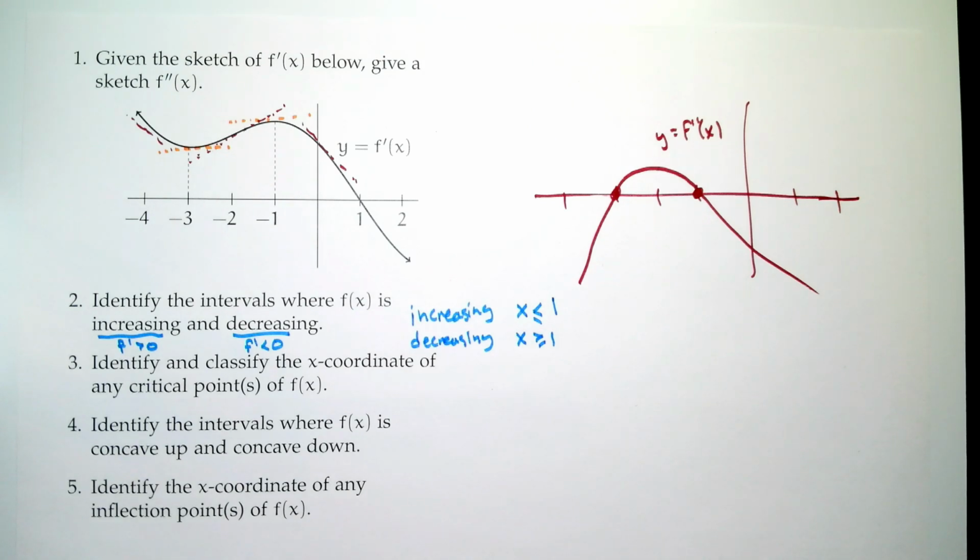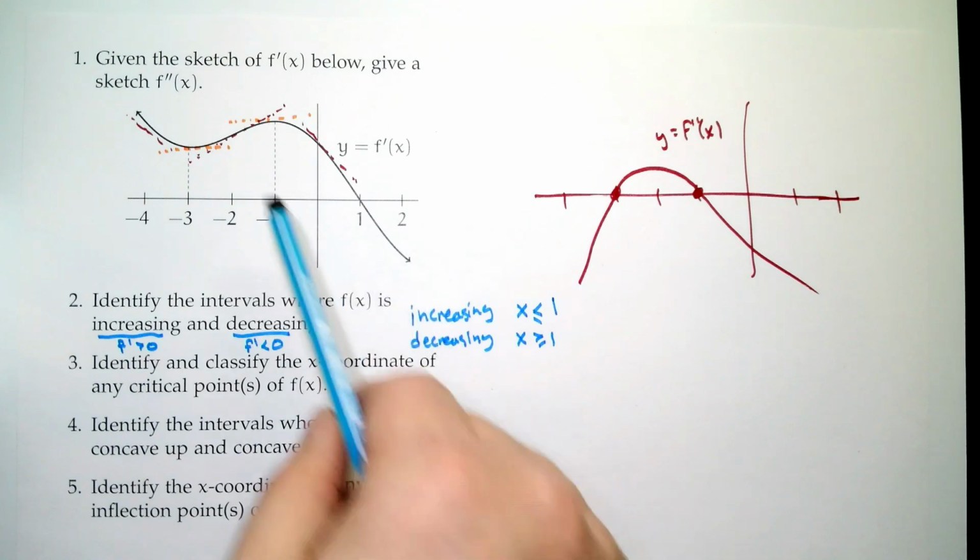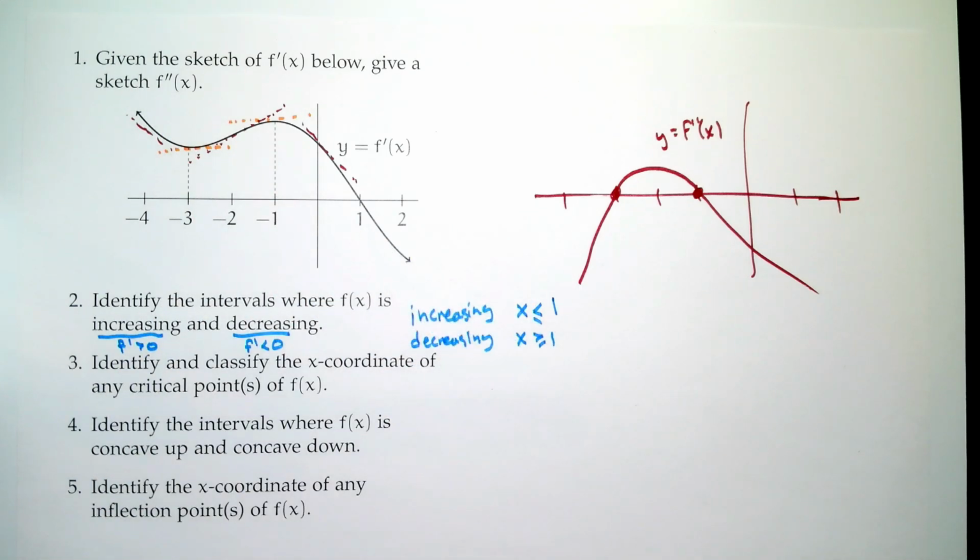Part 3. Identify and classify the x-coordinate of any critical points. Well, there's no boundary, because there's no end. These little arrows here mean that the curve continues in whatever it's currently doing. So there's no boundary, so that's not a critical point. Is our derivative ever undefined? No. There's a question though.